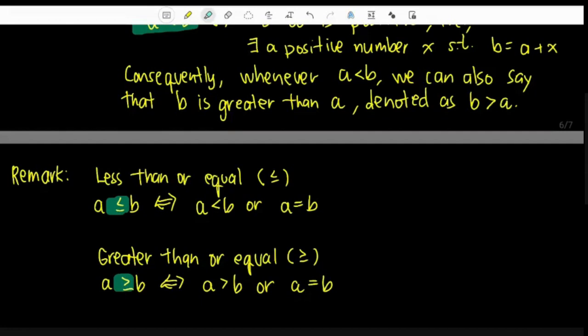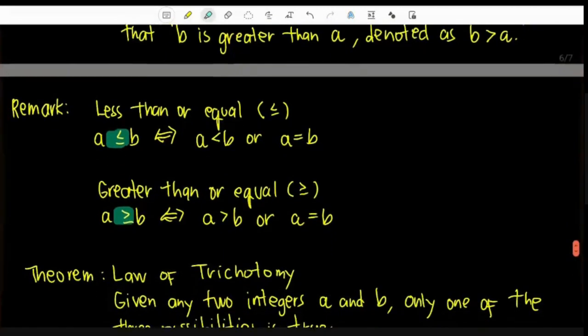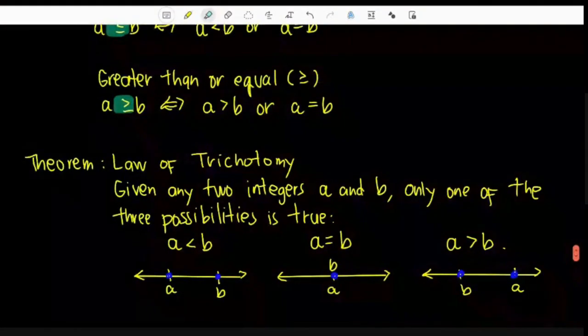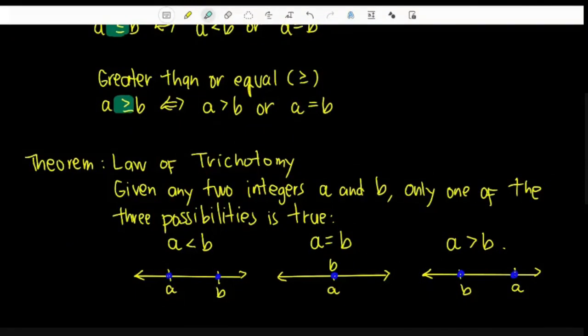So this less than relation induces an order in the set of integers. Because of this relation, the set of integers has the law of trichotomy. So what's the law of trichotomy? It says that given any two integers A and B, only one of the possibilities is true. Either A is less than B, A is equal to B, or A is greater than B.